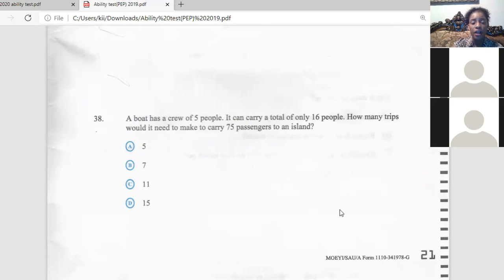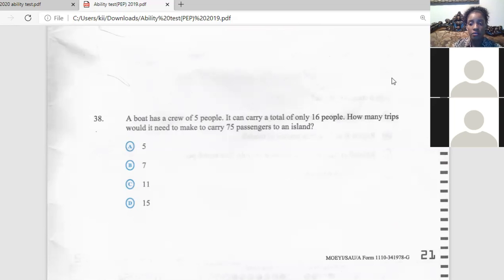This is a general quantitative reasoning question. Number 38, that's a general quantitative reasoning question. That's not from a particular category per se, but it's just a general reasoning question.